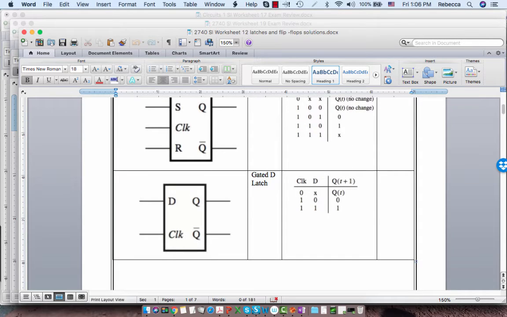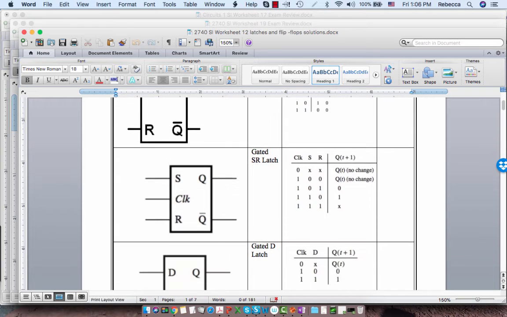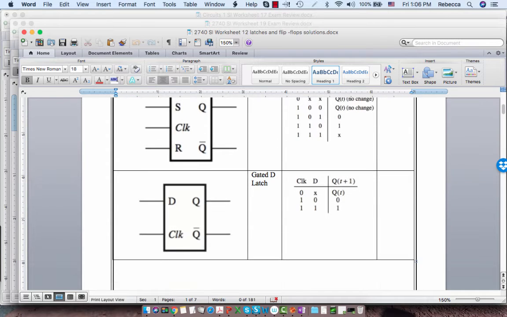A gated D latch, or a D flip-flop, the output Q follows the input. And so if you look at our characteristic tables, the last two we've done, they're labeled Q(t+1). That means what is the next Q going to be? And Q(t) refers back to the previous Q. So when the clock is 0, Q(t+1), the next Q, is just what Q was before, so there's no change. And so that's what gated means.